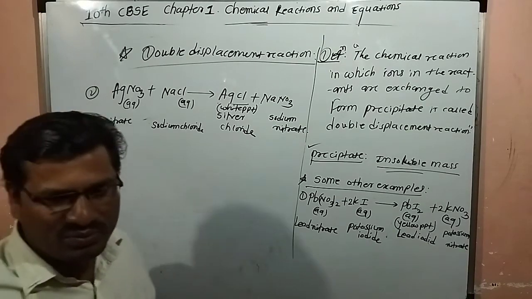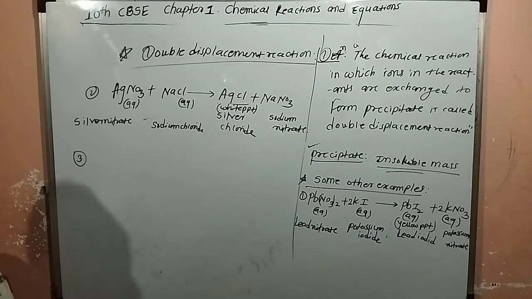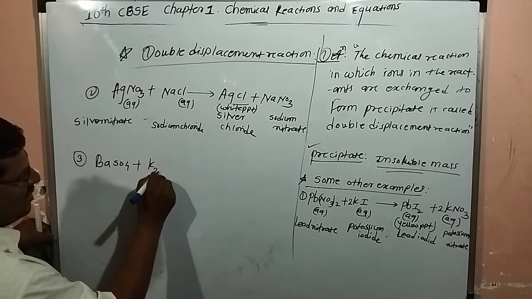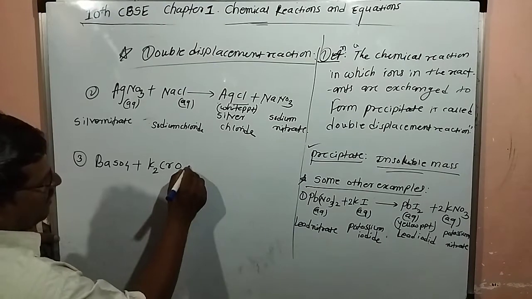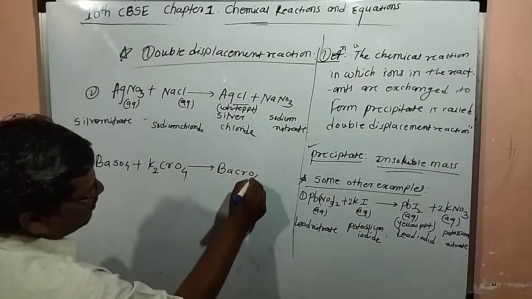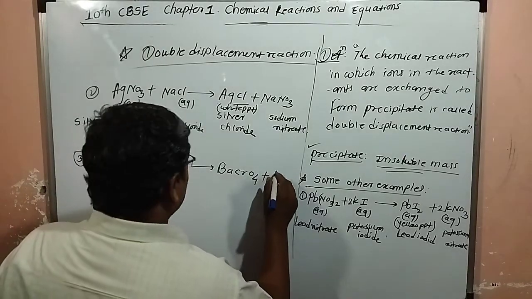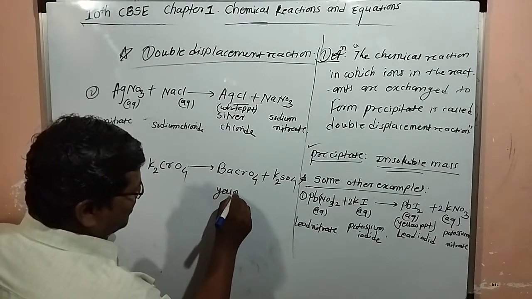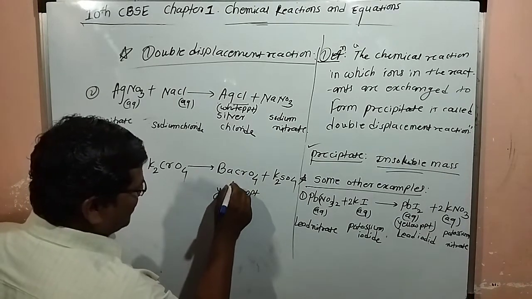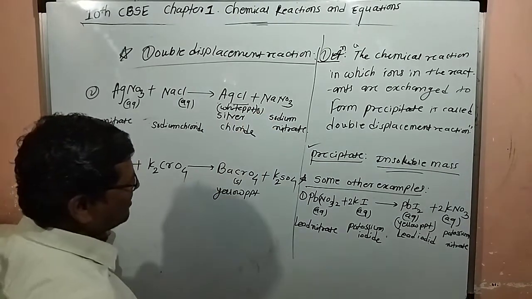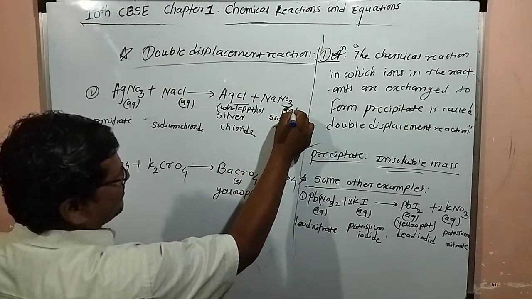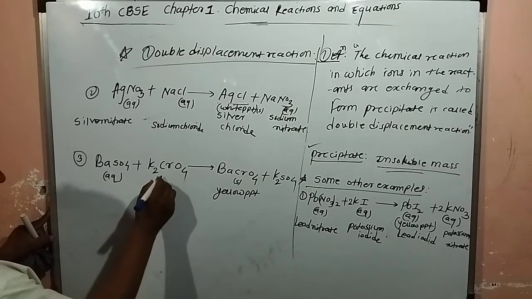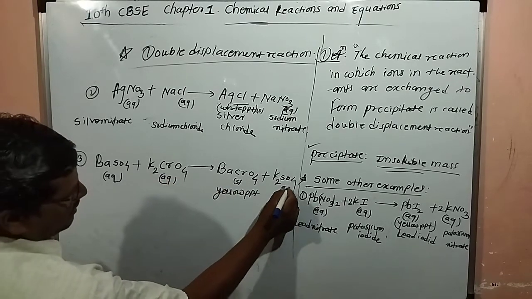One more example I will give. A precipitation reaction example, you can take BaSO4 plus K2CrO4, giving BaCrO4 plus K2SO4. Here the precipitate is a yellow PPT, in solid state, an insoluble mass. So BaSO4 is aqueous, K2CrO4 is aqueous, BaCrO4 is solid, and K2SO4 is aqueous.